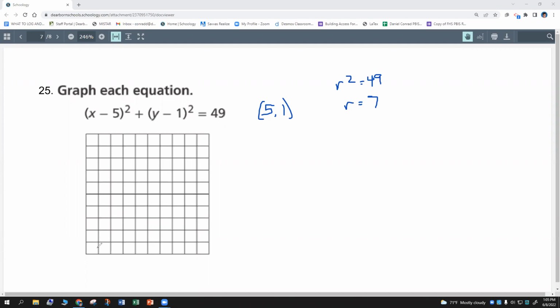So I'm going to graph here. Let's say this is the point 0, 0. So we have our y-axis here, and we have our x-axis here. The center of our circle is 5, 1. So I'm going to go over 5 and up 1. Maybe this isn't a good idea. Let's do this.